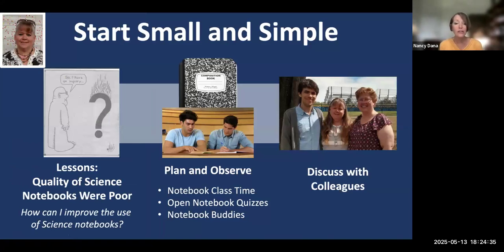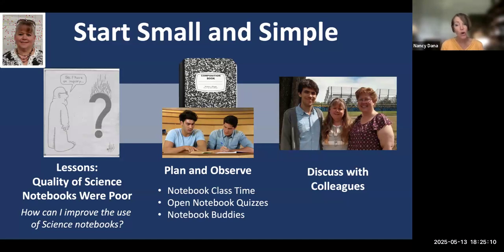So Mickey is a high school biology teacher, and she was really frustrated. The thing that was keeping her up at night was the quality of student notebooks that her students were keeping. They were very poor, and she really wanted to improve student science notebooks. So she did an intervention, planned and observed. She gave students time to work on their notebooks during class, during her biology class.